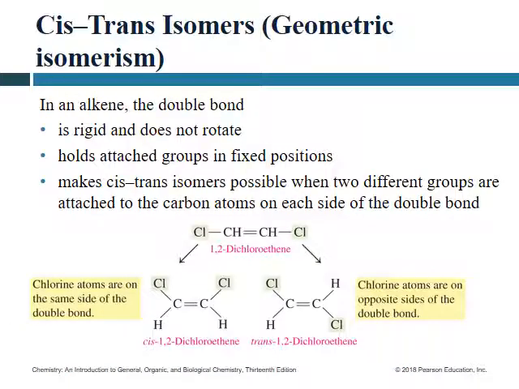So the next thing we'll come to is geometric isomerism. Alkenes usually form isomers which are called geometric isomers. Those isomers are called cis and trans isomers. If you remember from the last lecture, we talked about isomers. Isomers have the same molecular formula but a different arrangement of atoms. So alkenes can form cis-trans isomers.